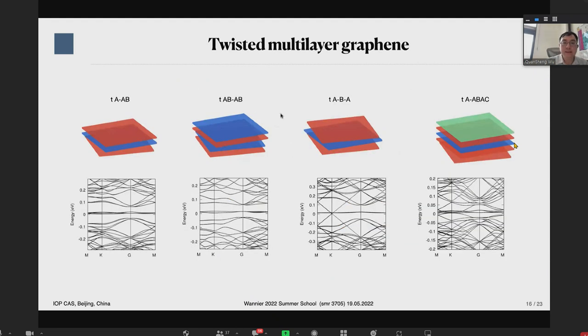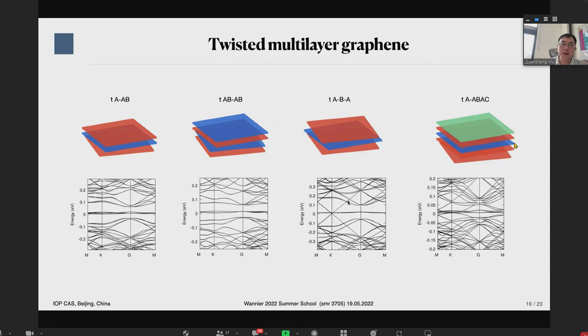And recently, after the experiments on twisted bilayer graphene, there are numerous other setups. For example, twisted monolayer-bilayer, twisted double bilayer, and also mirror symmetric twisted trilayer graphene, or other generic stacking configurations. If you look at the band structure, you'll find that there's a flat band.